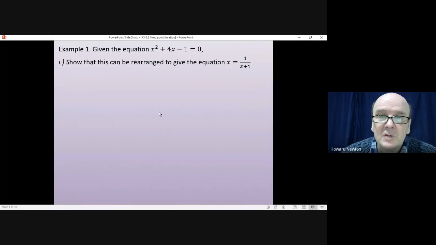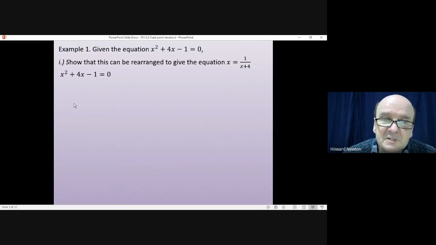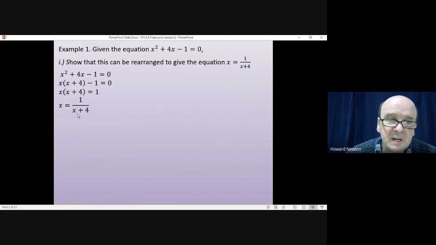So first of all, show that this equation can be rearranged to give the equation x equals 1 over x plus 4. So we take that quadratic, and what we do is we factorize the first two terms so that you get x into x plus 4 minus 1 equals 0. Then adding 1 to both sides gives us that. Dividing by x plus 4 gives us what we were trying to get, x equals 1 over x plus 4. And then this relationship becomes the iterative formula, xn plus 1 is equal to 1 over xn plus 4.